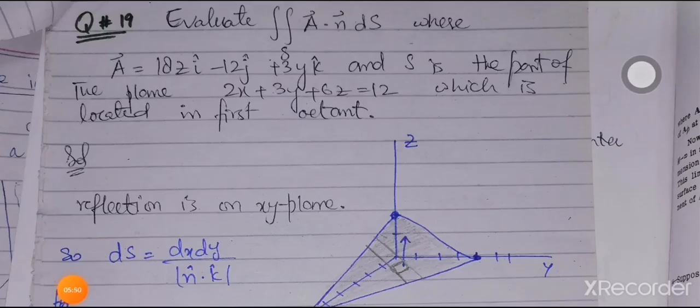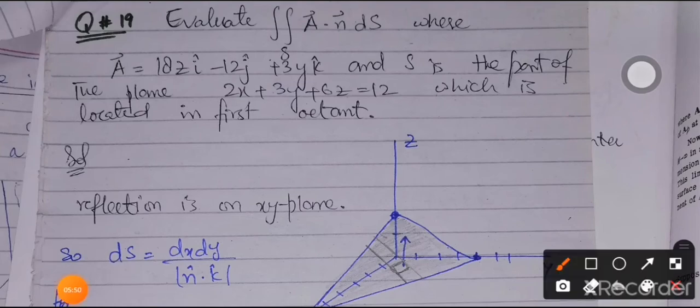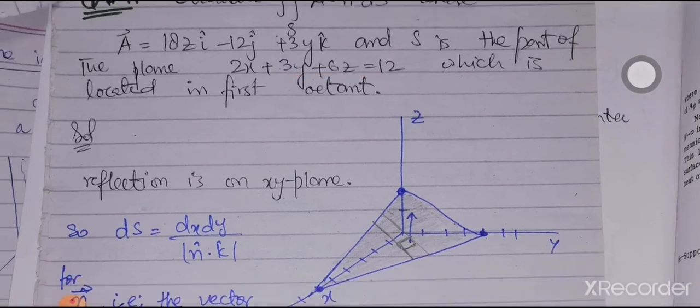So now come to the question. We are saying that the surface defined over here is located in the first octant. So the first thing we have to do in such questions is to draw the figure. The surface is 2x + 3y + 6z = 12. Now how can we draw such a figure?